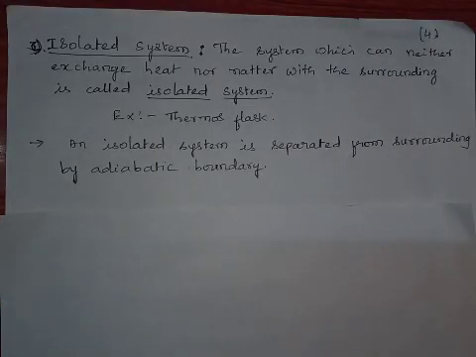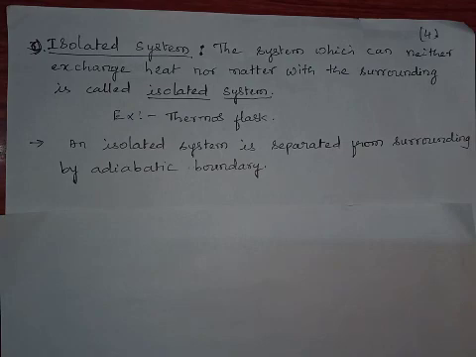Third one is the isolated system. In isolated system, there is no exchange of heat or matter with the surrounding. It means there is no exchange of energy between system and surrounding. There is no exchange of matter between system and surrounding. Such type of systems are called isolated system.